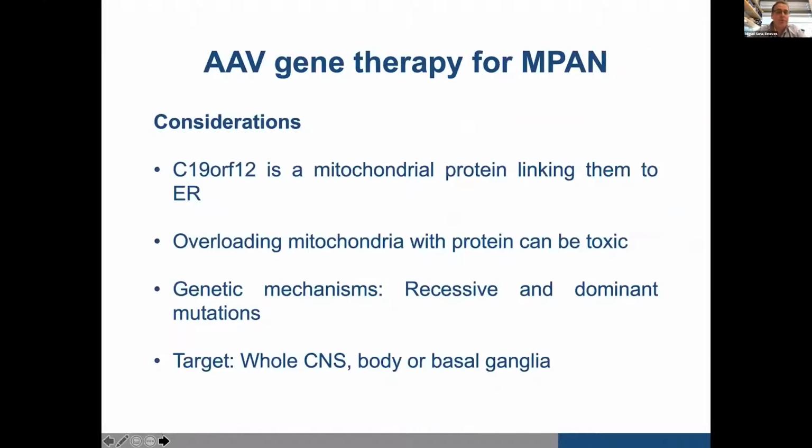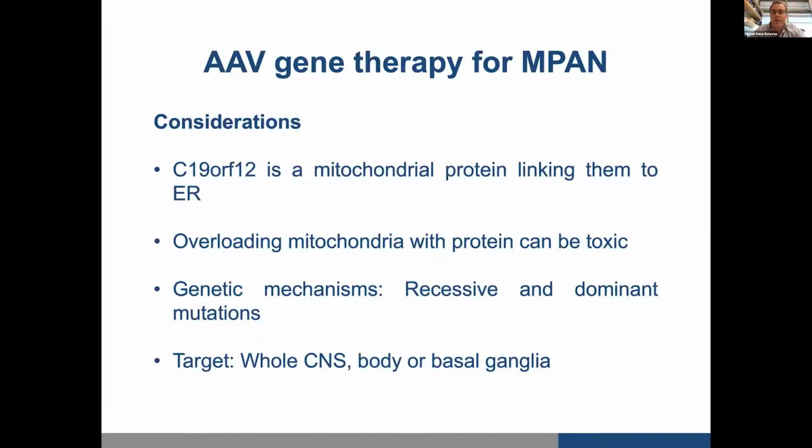So in the context of MPAN, there are a number of considerations, and these are from my somewhat limited understanding of the biochemistry and certainly the neurological and disease presentation. But there are a couple of facts that I think are important to consider. One of them being that C19orf12 is a mitochondrial protein, and I learned this morning from Angela that in fact it's a protein localized on the outside of the mitochondria, linking the mitochondria to the ER.